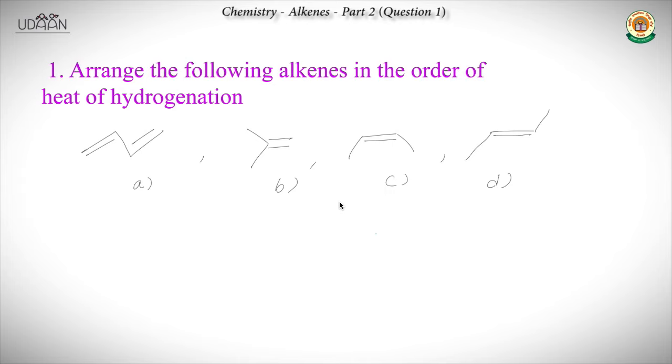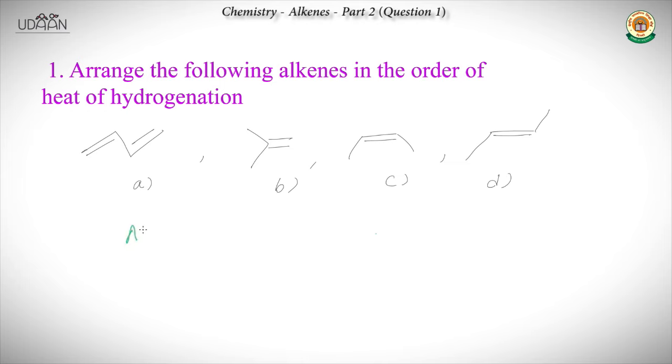Here we are, starting off with the first question of the chapter Alkenes. We are asking a very simple question to start this off, which says: arrange the following alkenes in the order of heat of hydrogenation. So, Gopi, how should we go about it? First, we should know what heat of hydrogenation is.